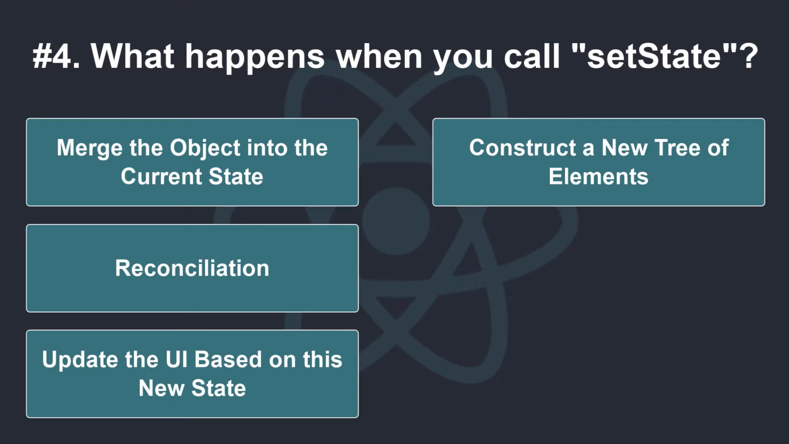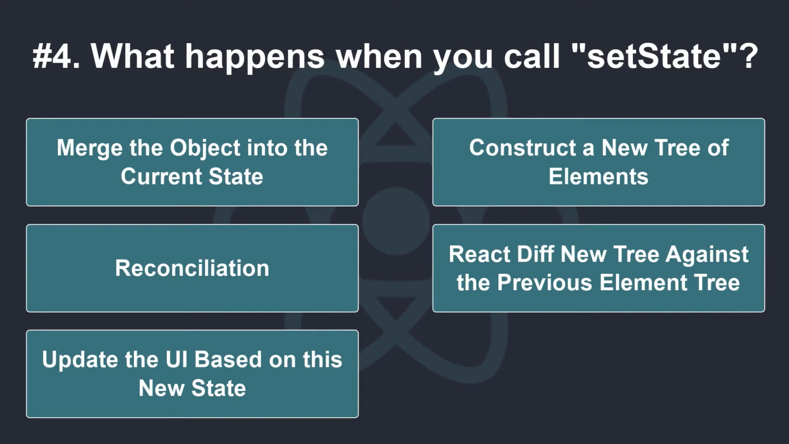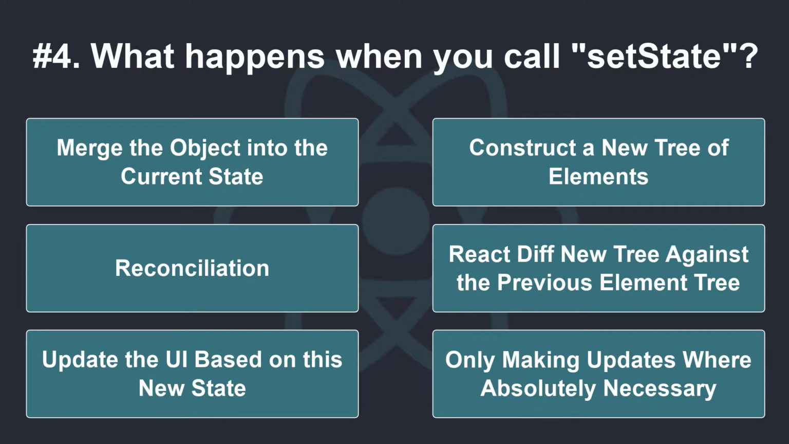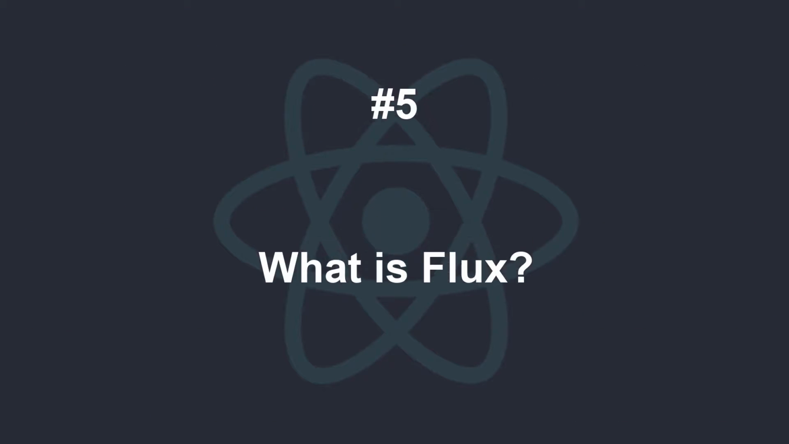Once it has this tree, in order to figure out how the UI should change in response to the new state, React will diff this new tree against the previous element tree. By doing this, React will then know the exact change that occurred. And by knowing exactly what change occurred, we'll be able to minimize its footprint on the UI by only making updates where absolutely necessary.